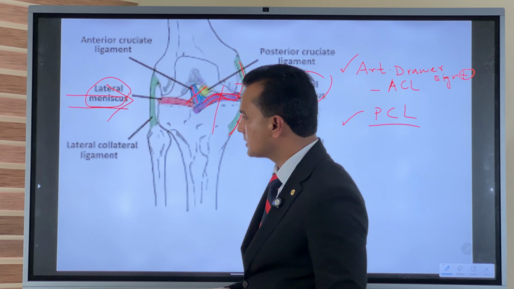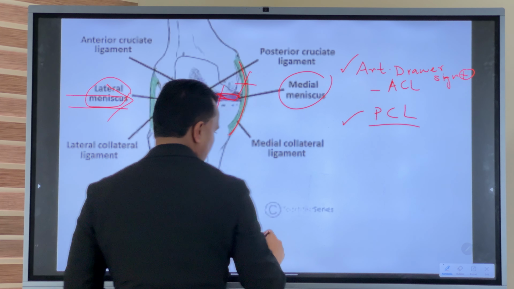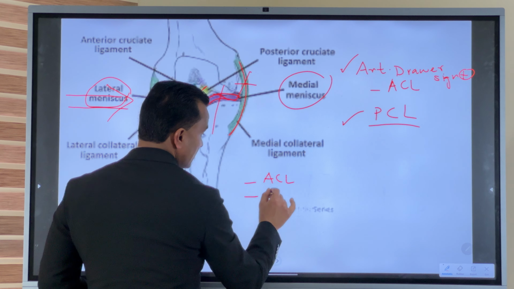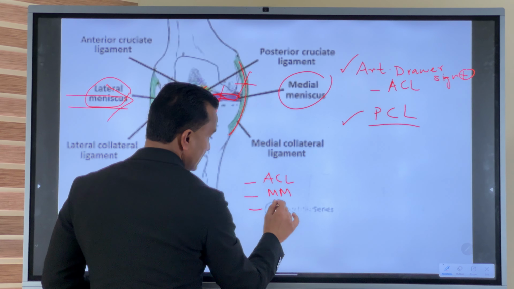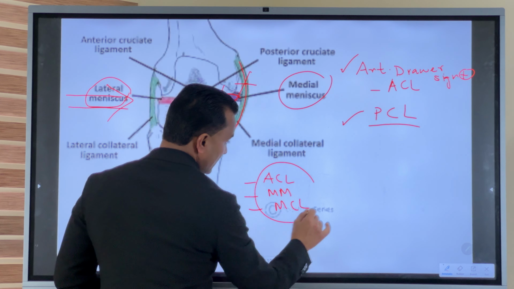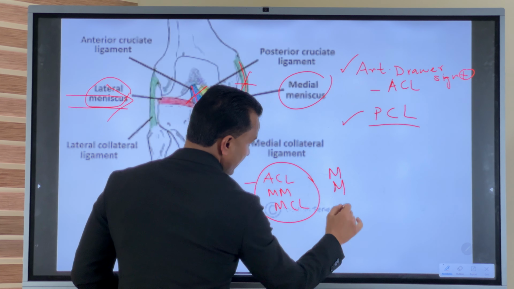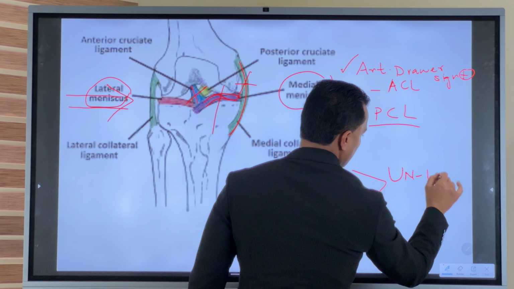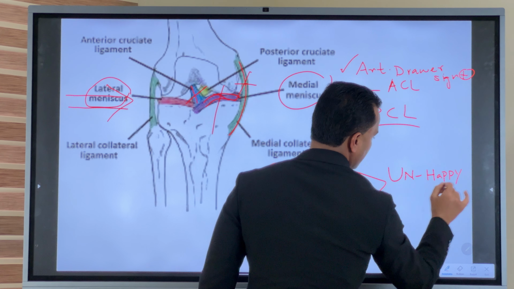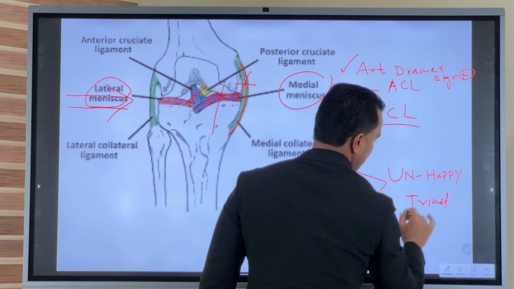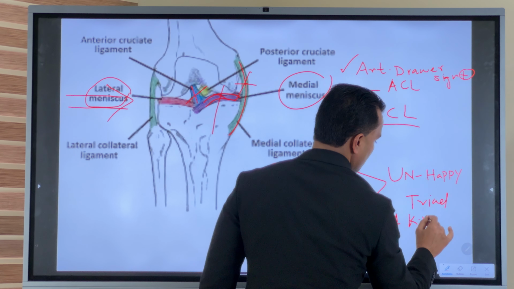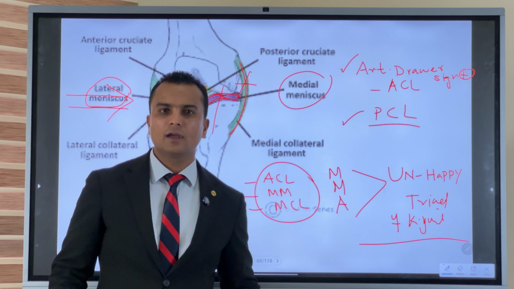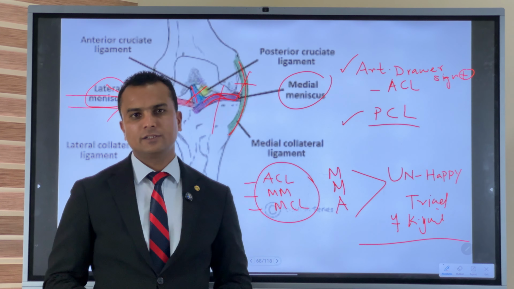Secondly, you should understand there are three structures commonly ruptured at the knee joint. The most common injury is of the anterior cruciate ligament, then injury of the medial meniscus, and then injury of the medial collateral ligament. So you should remember like MMA. This is called the unhappy triad of the knee joint. So there are three structures which are commonly injured at the knee joint: the medial collateral ligament, the medial meniscus, and the anterior cruciate ligament.